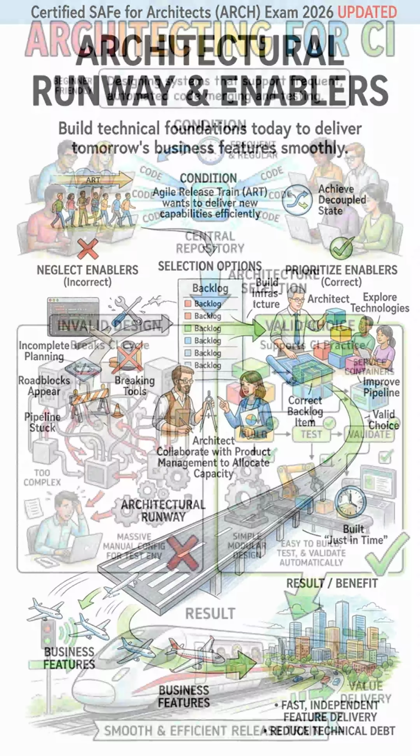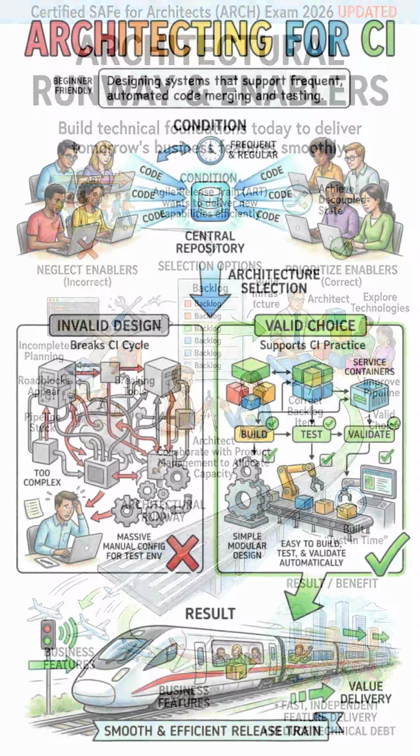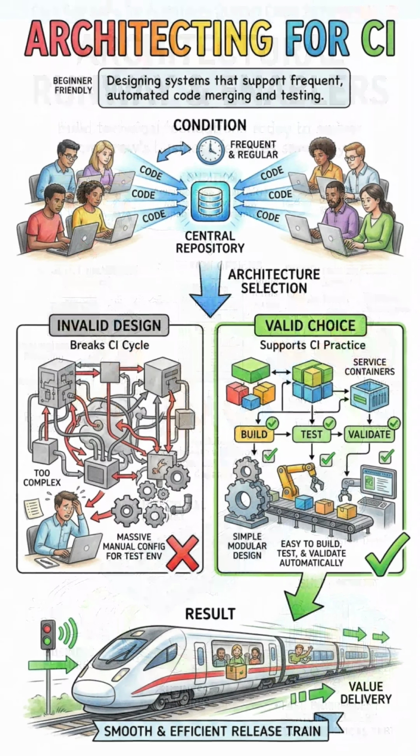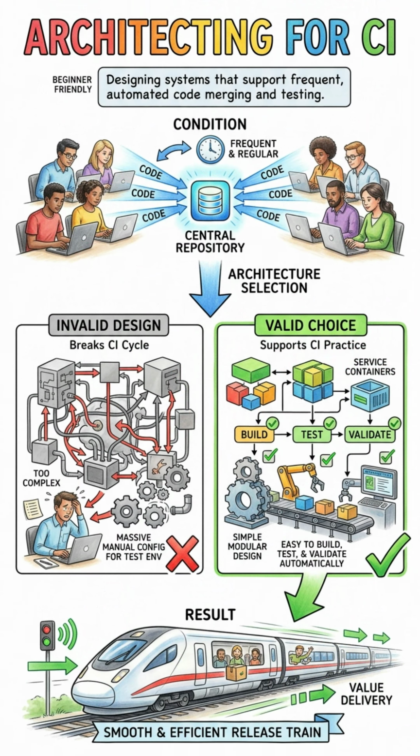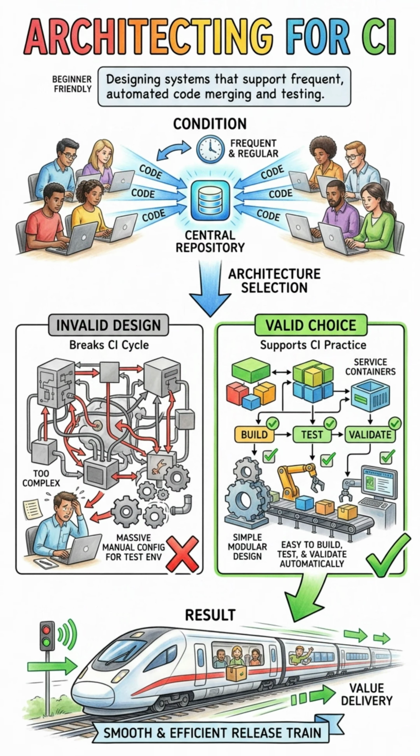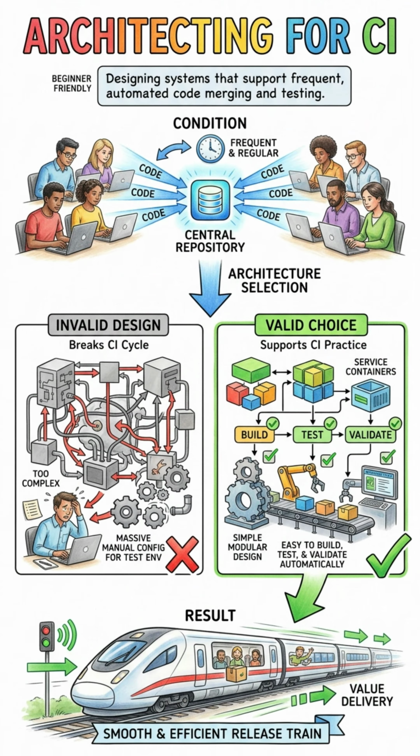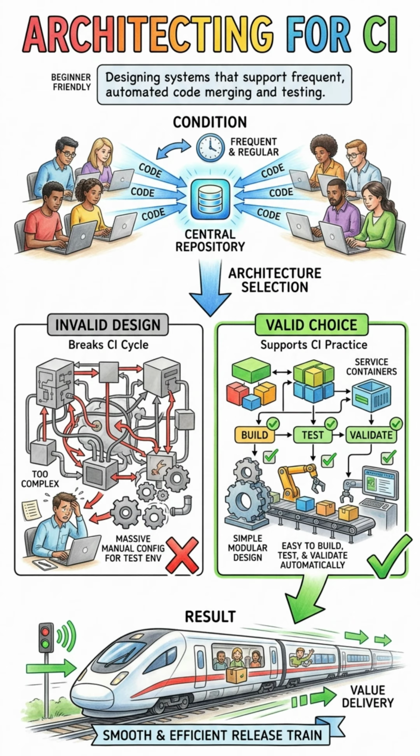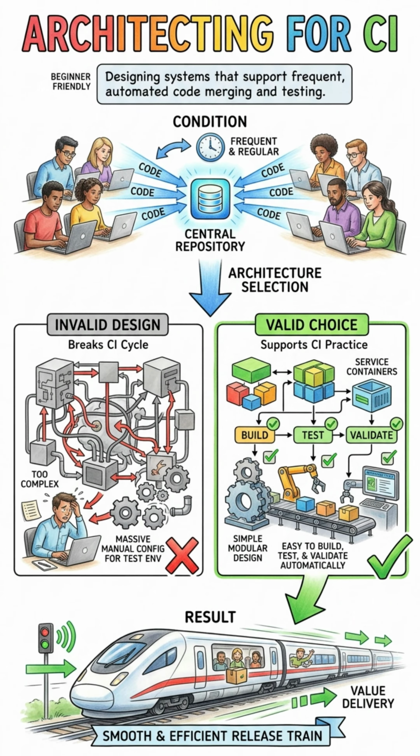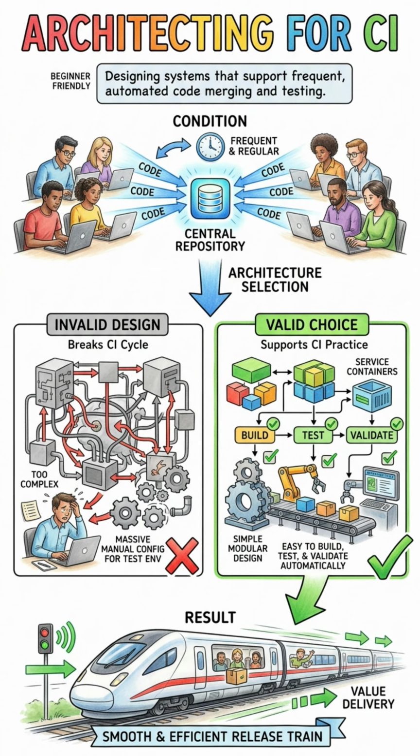During continuous integration, developers regularly merge their code changes into a central repository. Your architectural designs must support this practice by ensuring the code can be easily built, tested, and validated in an automated fashion. If the architecture is too complex or requires massive manual configuration for every test environment, you will break the integration cycle and slow down the entire release train.